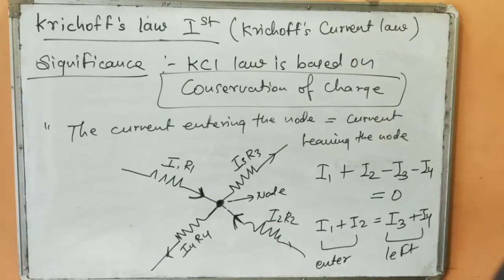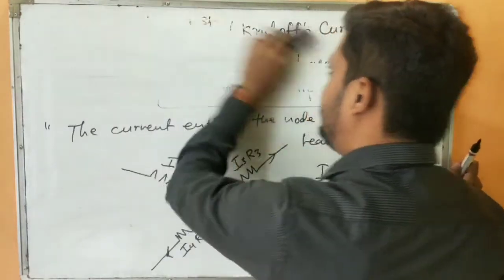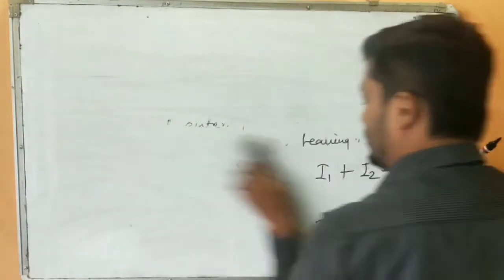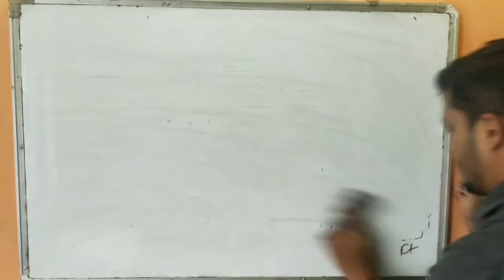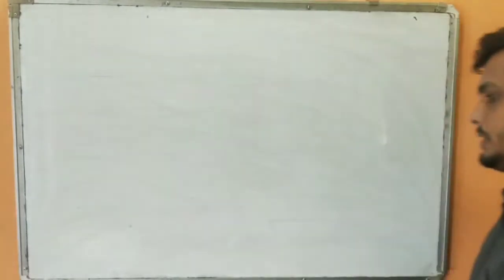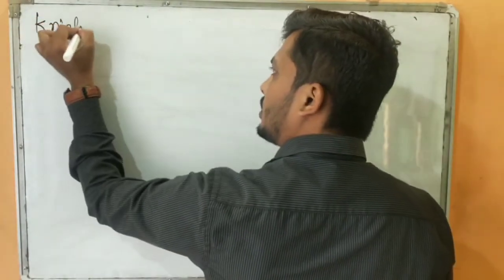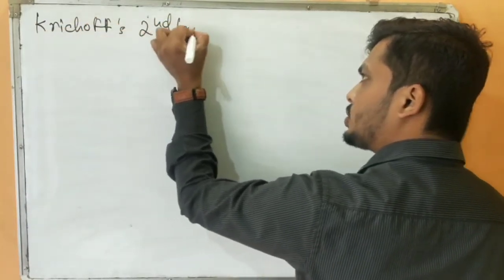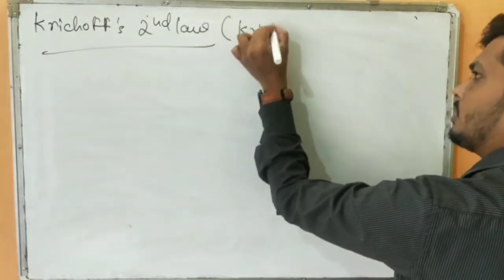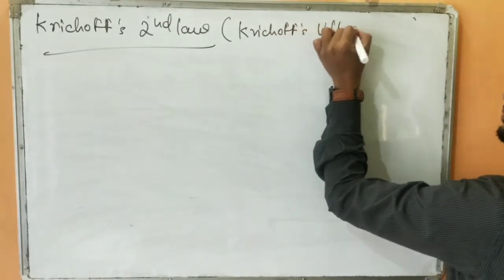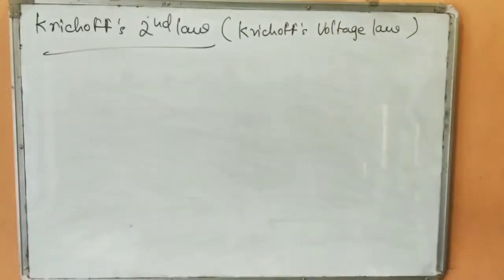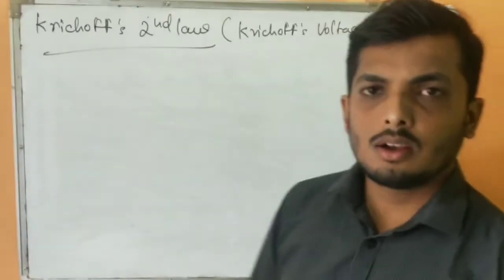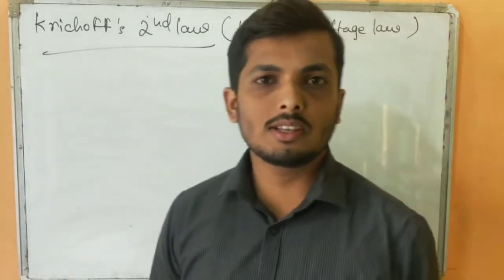So now, without wasting time, we will move towards Kirchhoff's second law, which is known as Kirchhoff's voltage law also. I'll erase this now. The actual application of Kirchhoff's laws we are going to use in the Wheatstone network and later in the potentiometer and meter bridge experiments. Now next is Kirchhoff's second law, also known as Kirchhoff's voltage law. In short form, I'll write it as KVL. The first one was the KCL law and the second one is the KVL law.